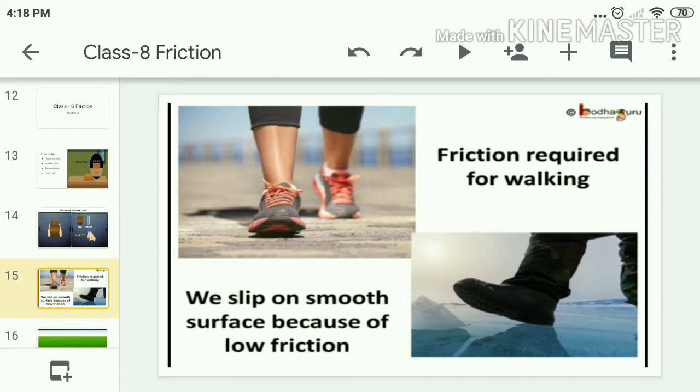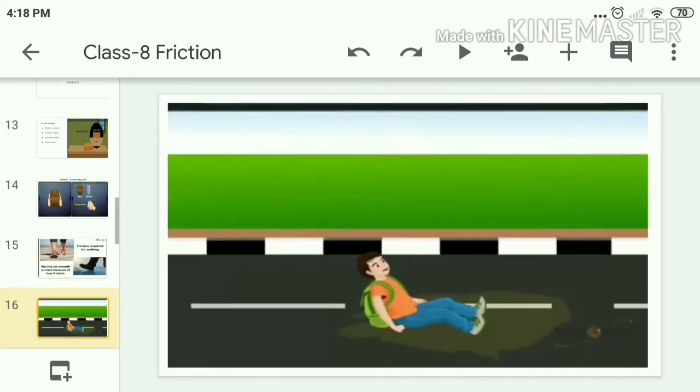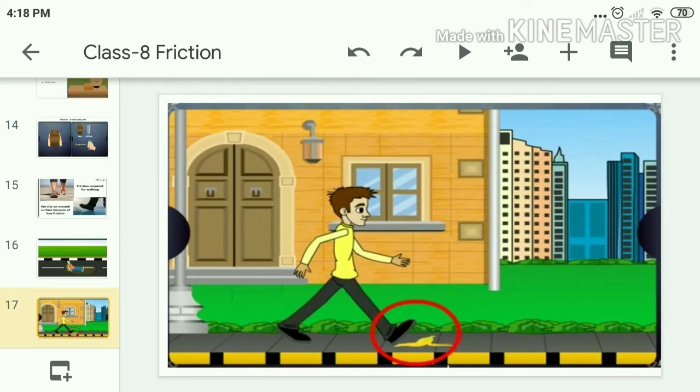If this friction is not there between the surface and the shoes, we are not able to walk properly. For example, we may slip on a smooth surface because of less friction between the two surfaces. Sometimes if you step on a wet surface, soap water or an oily surface, we may fall down because of less friction. The same way, you may slip when you step on a banana peel, because the banana peel produces less friction due to its smooth surface. Thereby you are not able to walk on such surfaces, where there is low friction.